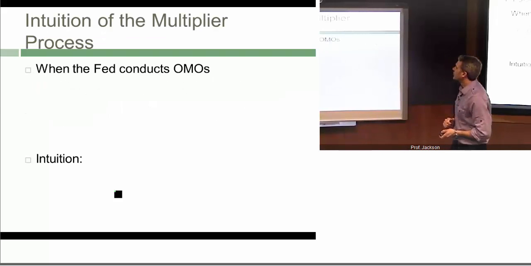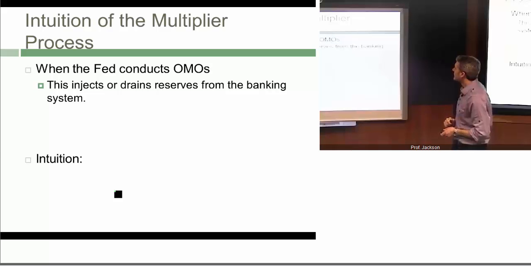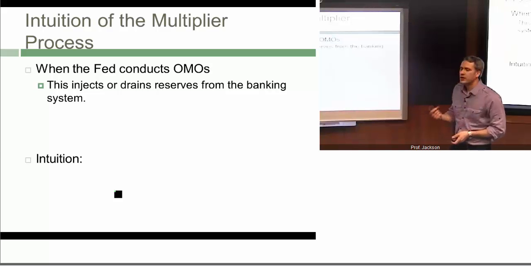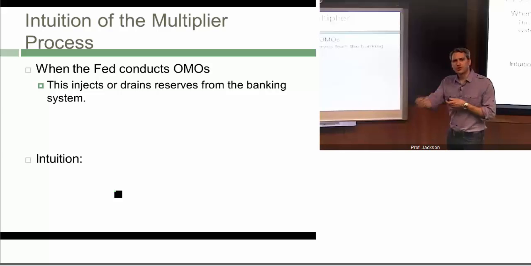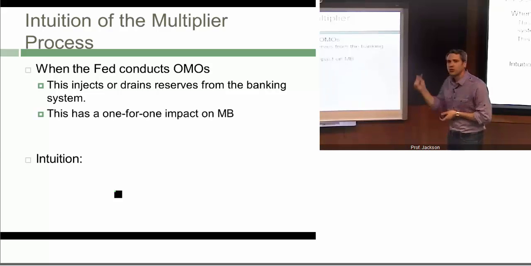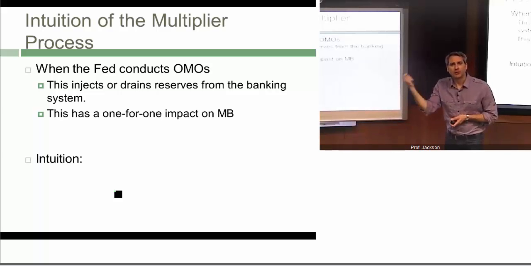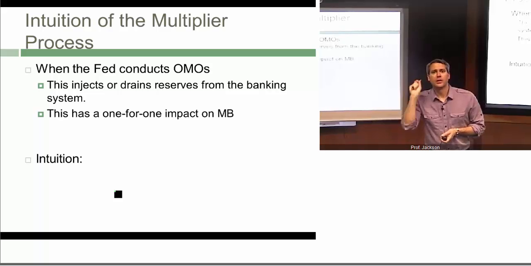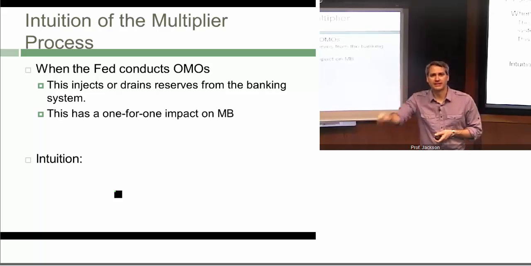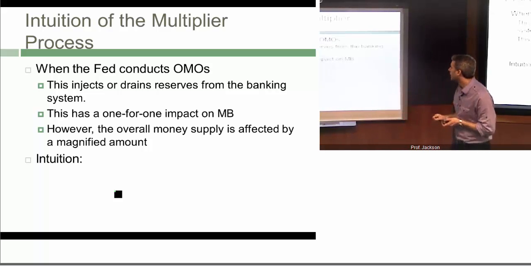Okay, so here's the intuition behind this multiplier process. When the Fed conducts open market operations, as I said before, that's going to either inject or drain reserves into and out of the banking system. And so that has a one-for-one impact on the monetary base, right? So if the Fed is changing reserves, the monetary base is going to be affected by exactly that amount, okay?